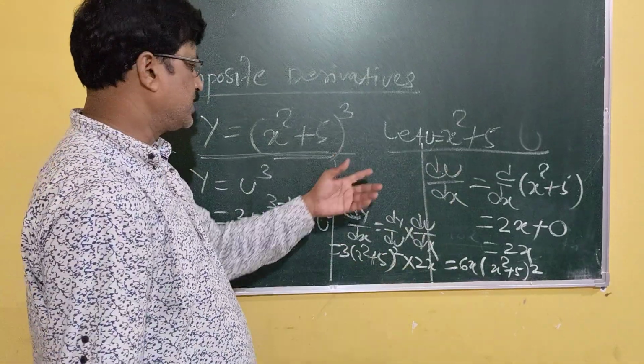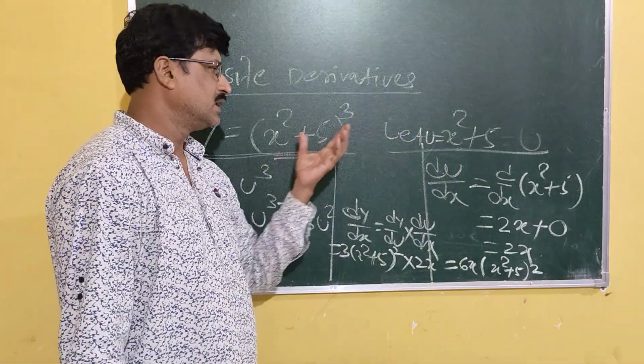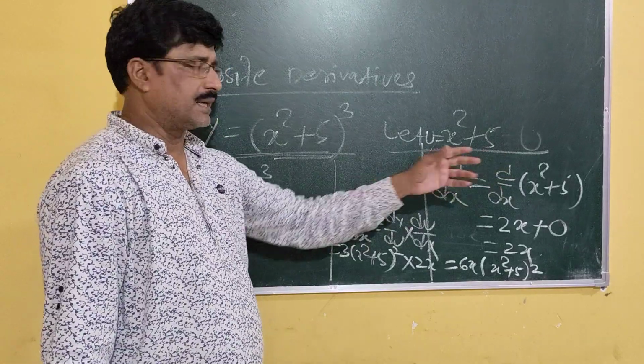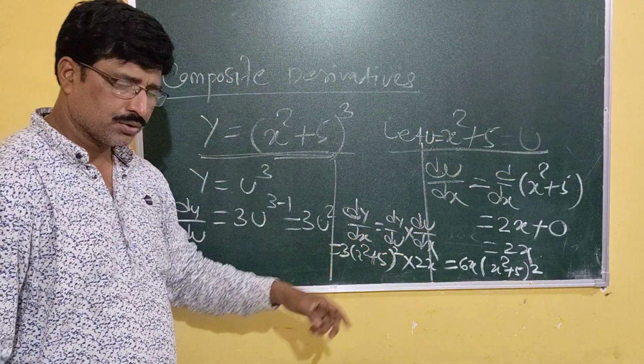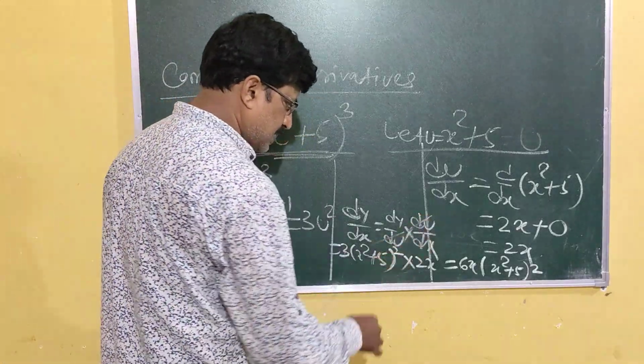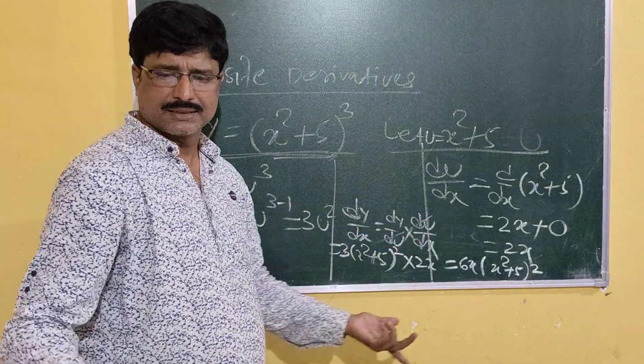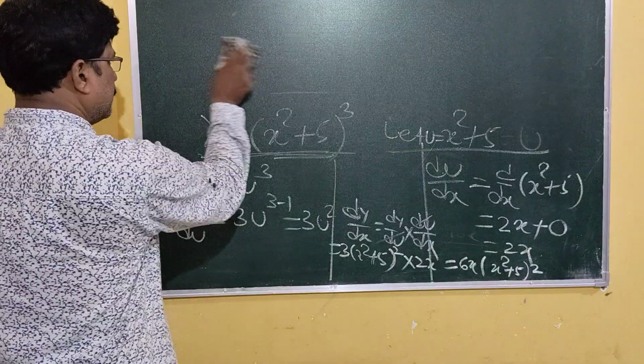In a bigger question, we can change these variables to another variable, take the derivative of this side and this side and multiply both. So in this method, du cancels out, and so dy by dx, the answer is here. So I am taking another problem.